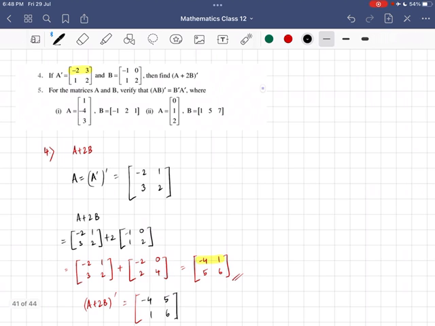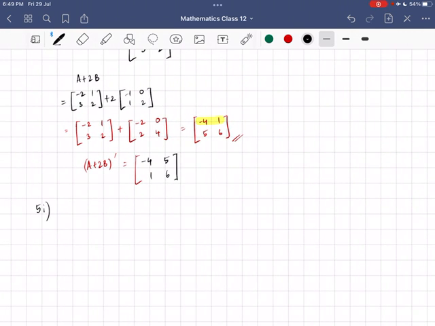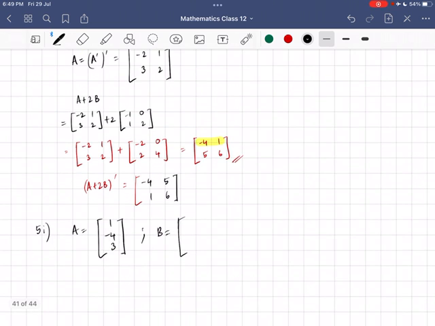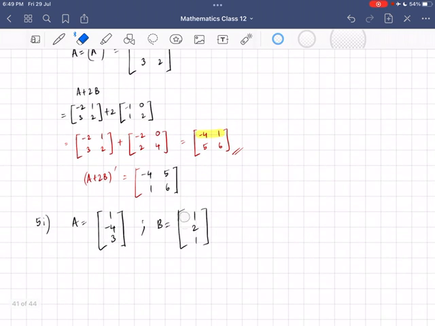Okay, let's do question number 5. 5.1 I will do, 5.2 will be for homework for you guys to try. So I'm gonna do question number 5.1. So 5.1, what do we have? The value of A is given by 1 -4 3. A is equal to 1 -4 3. And the value of B is given by -1 2 1. So this is the value of A and B that has been given. Achha, sorry. B is a row matrix, so it's not a column matrix.